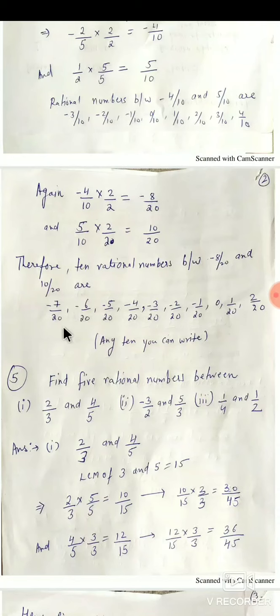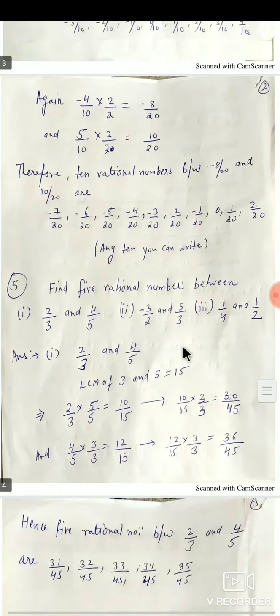These are minus 7 by 20, minus 6 by 20, minus 5 by 20 and so on. I can write any 10 rational numbers. There can be more because this is up to 10. So 3 by 20, 4 by 20, 5 by 20, any 10 rational numbers I can write. Clear?